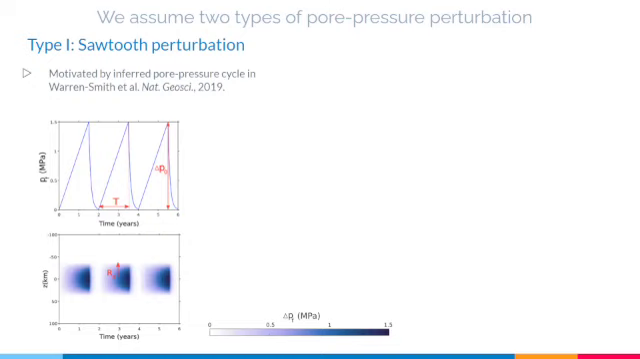So to model the pore fluid pressure perturbation, we define 2 different shapes. The first one we call the sawtooth perturbation, which is motivated by the inferred pore pressure cycle along Hikurangi during shallow SSEs. This perturbation has a sawtooth shape in that pore fluid pressure steadily increases and then it suddenly drops after a certain time. For simplicity, we assume this perturbation has a Gaussian distribution in space.